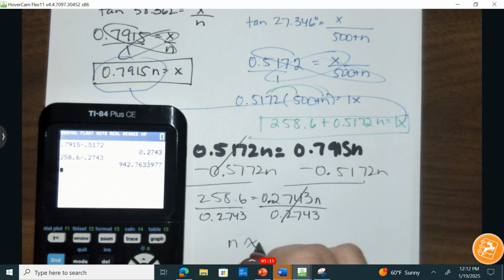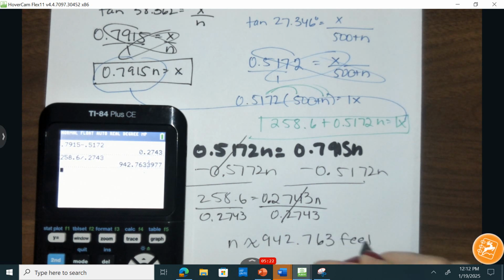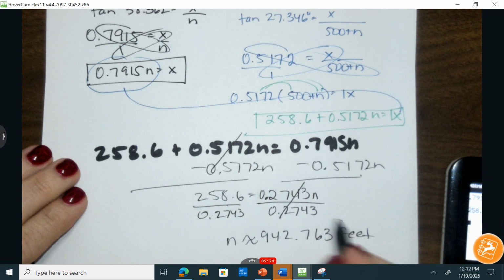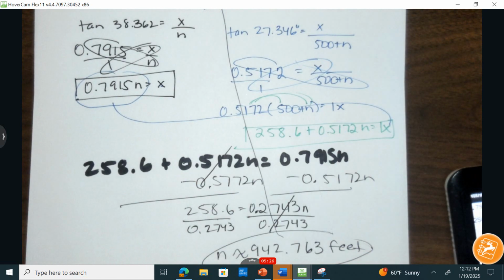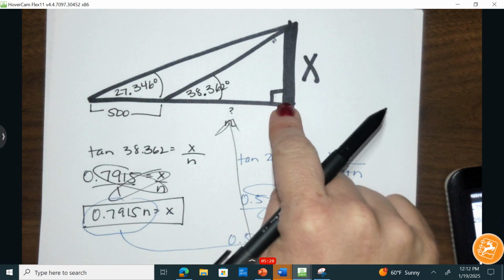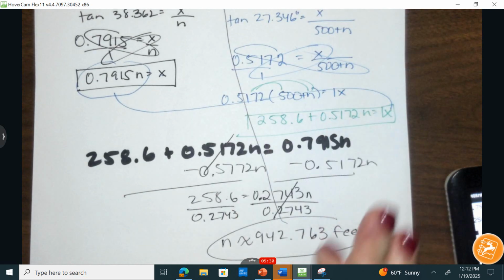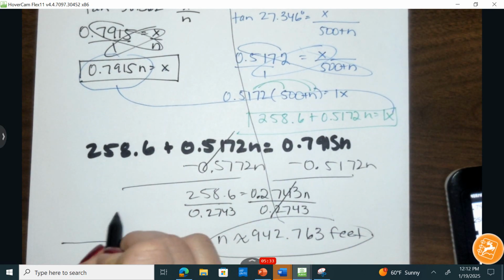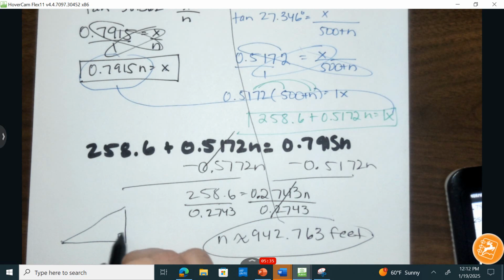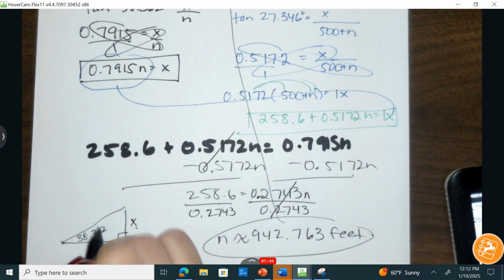So n is approximately 942.76. But that's not my final goal. That's this length right here. My goal is to know the height of the bridge. So I'm going to recreate this triangle. I know that this length right here is the unknown. And I have a couple different ways that I could achieve the final answer. I'm going to stick with the smaller of the two triangles.